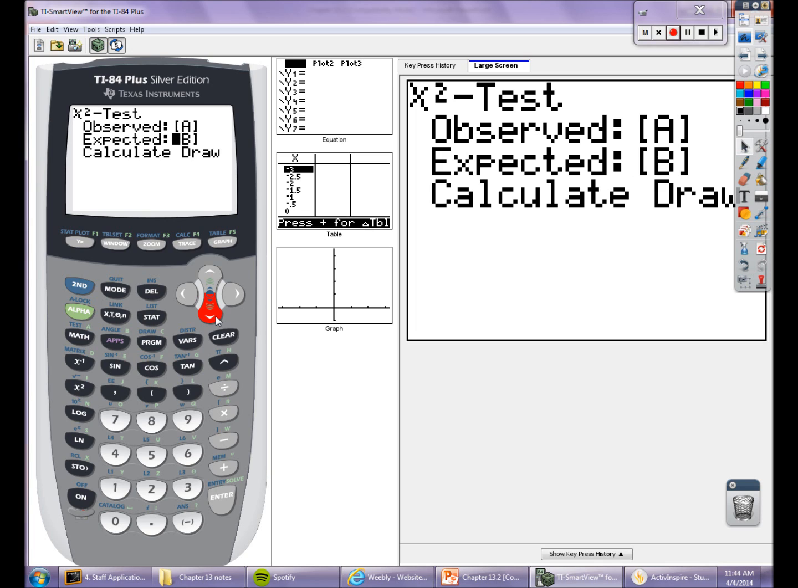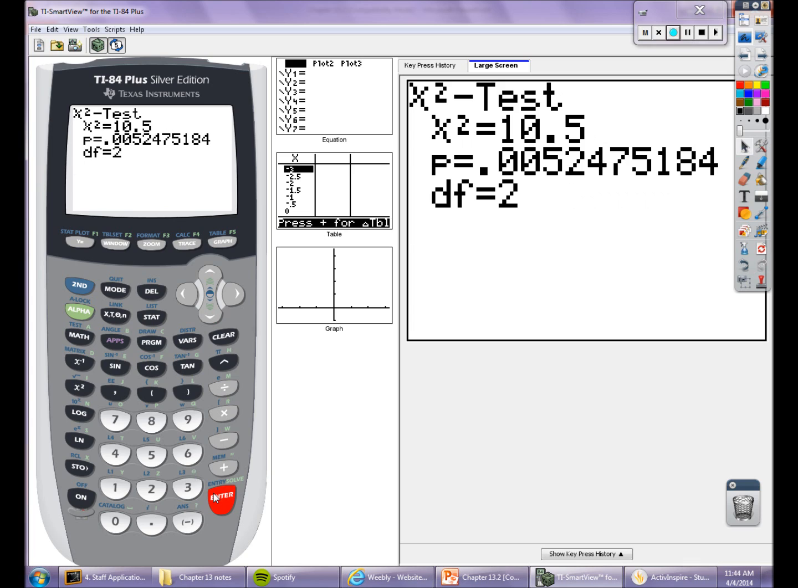The calculator knows the formula for expected counts, row total times column total divided by table total. And I don't actually have to type those in. It'll calculate them for me as I run the test. So I just simply go down to calculate. It gives me a ChiSquare test value of 10.5, the exact p-value, and the degrees of freedom from the formula rows minus 1 times column minus 1.